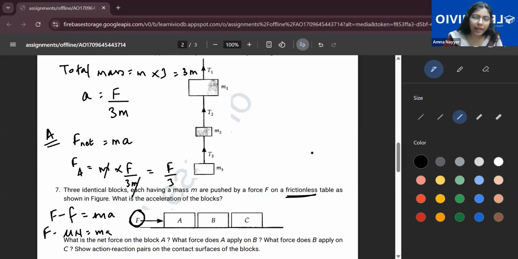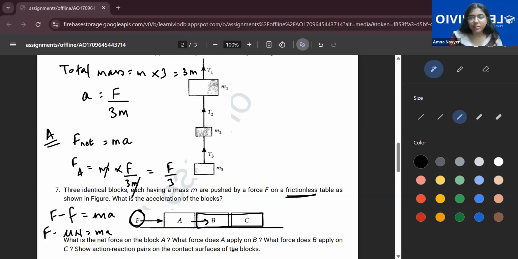See, when A is applying force on B, Neha, will it just apply on B? No, it will apply on B and C both, not just B. When A is giving a force, this force is coming to B and C together. Yes? Yes, ma'am.